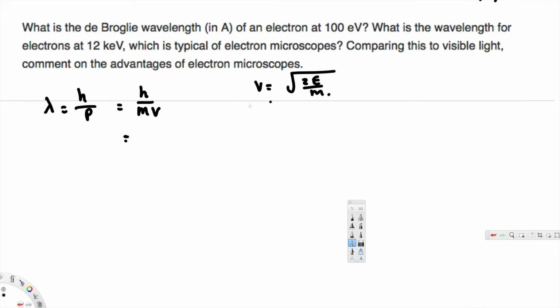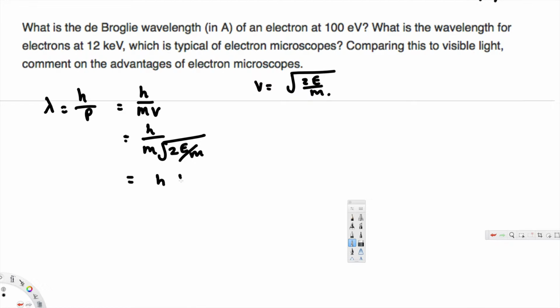Now let's go ahead and plug this in right here. So this is going to be h over m. Instead of v, I'm going to plug this one: square root of 2E divided by m. And here you can see the denominator is square root of m, right? And that square root of m goes to the top.